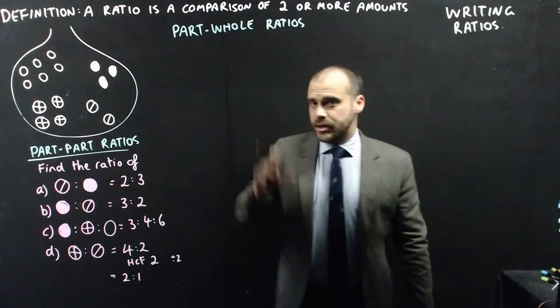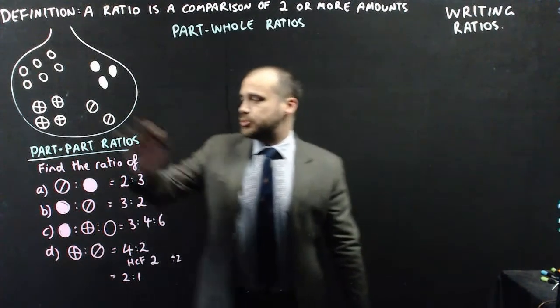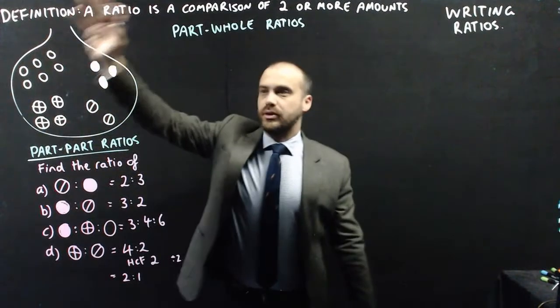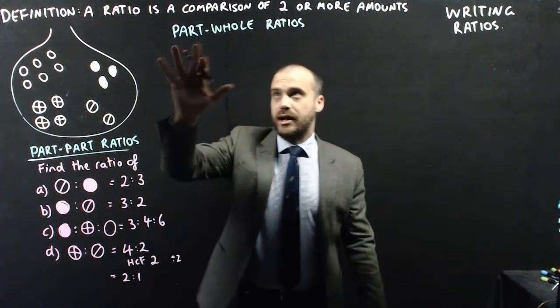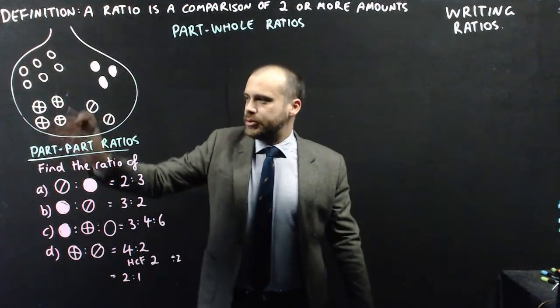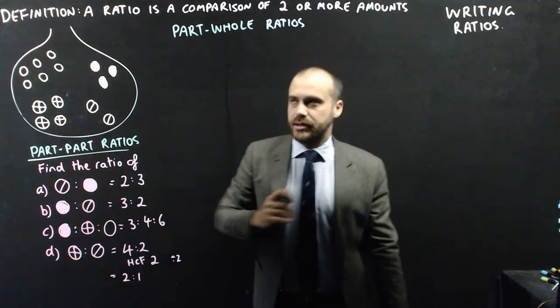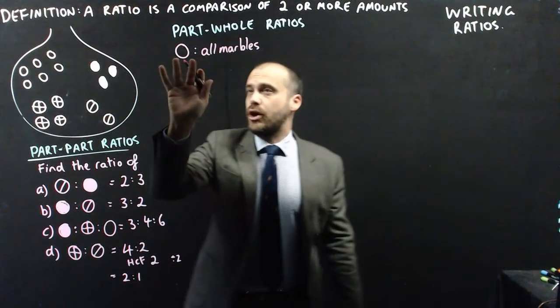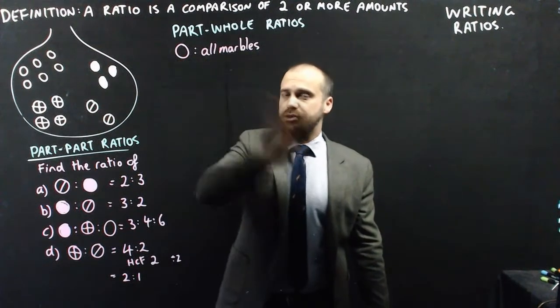Part-whole ratios. Now part-whole ratios are a ratio between one of these types of marbles and the whole amount of marbles. Part-whole. Whereas this is part-part, because this is the whole, and we're just comparing one part to another part. So let's do a part-whole ratio. So here's our part-whole ratio, the open ones to all marbles, or the blanks to all marbles.